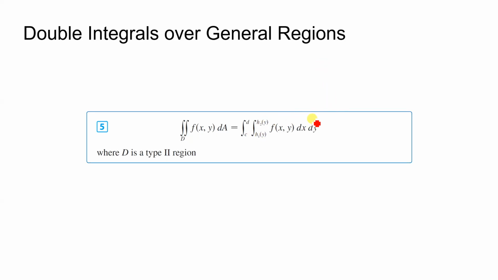There is another example of a type 2 region, and the corresponding iterated integral can be written in this form. Since y is constant, the outer limits are for y, and we integrate with respect to x first, and then with respect to y. Let's learn the process of integration and finding limits for x and y with the help of a few questions.